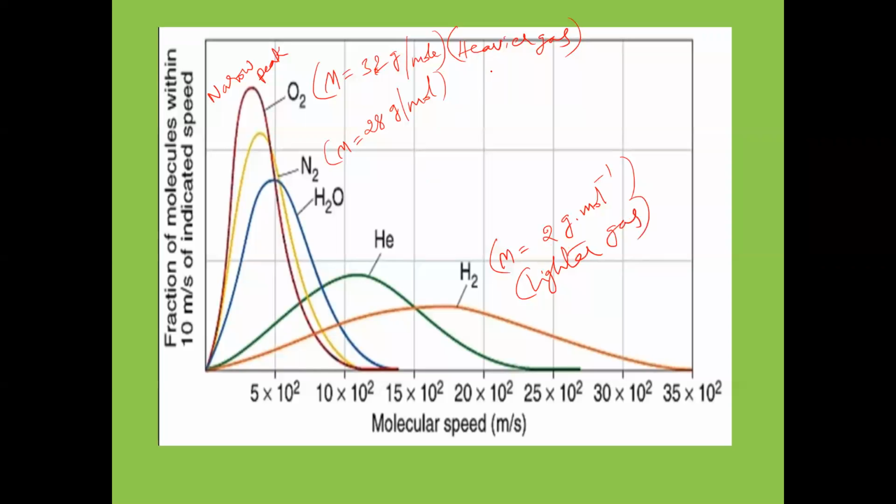In case of heavier gases, what will be observed here? The narrow peak is observed, meaning the narrow distribution of molecular velocities. And here it is broader. For hydrogen, a lighter gas, the peak will be broader. The maxima will be broader. Wider maxima will be observed in case of lighter gases.